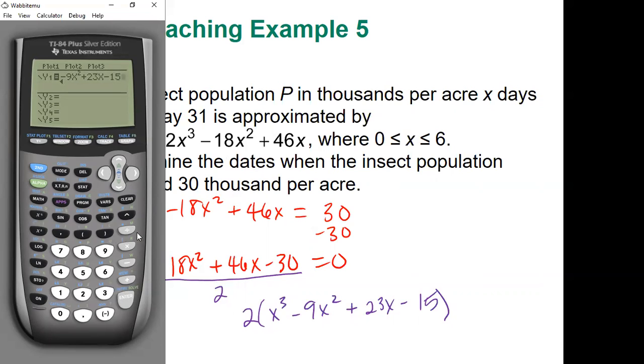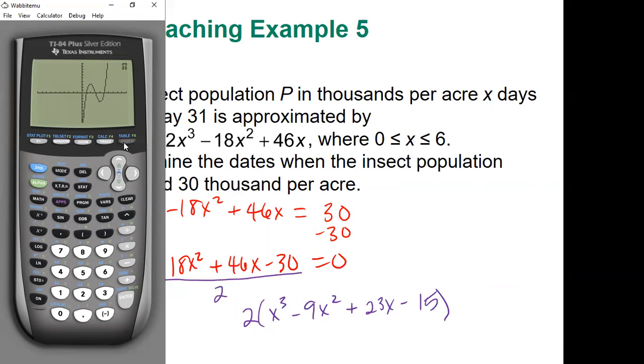Are we good? Now we're going to look at our graph. Does your graph look like that? It does. Good. All right. We need to find our x-intercepts. So we can try with the table first.